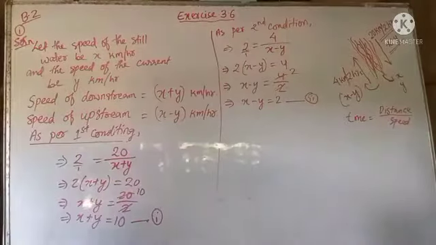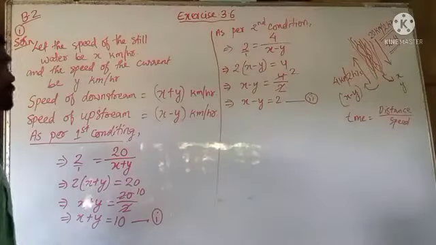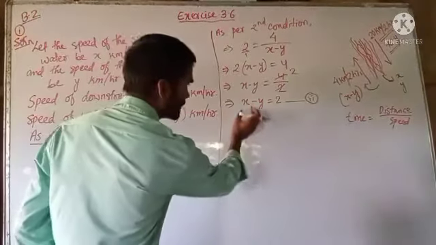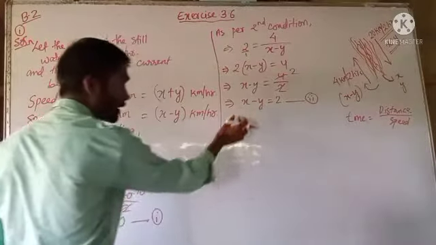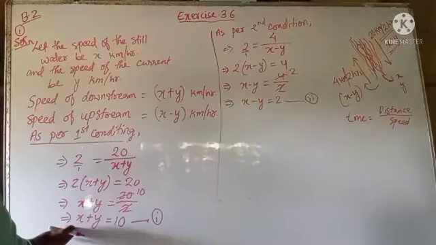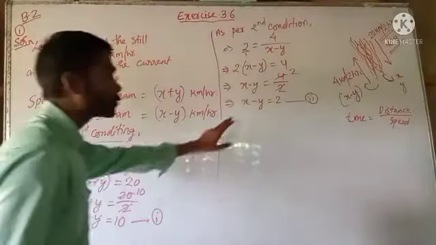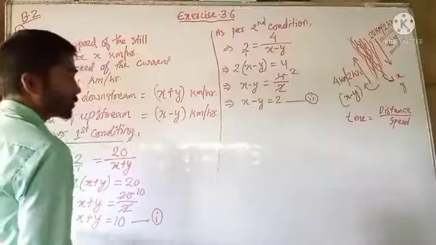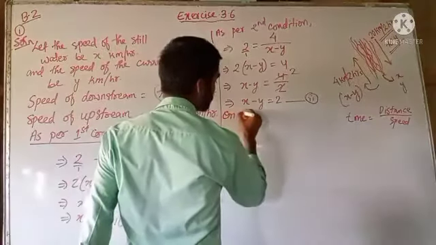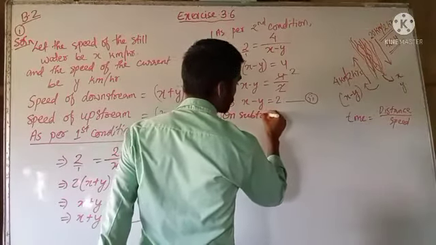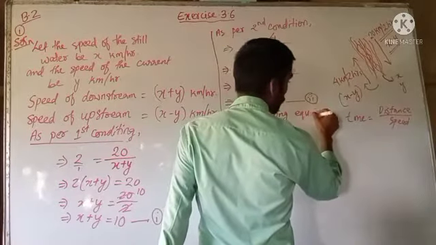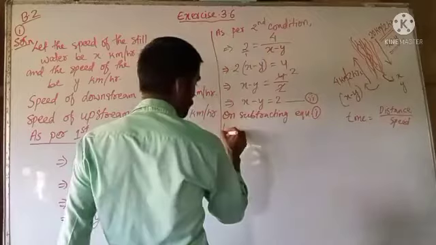Now here we got equation 1 and equation 2. So we'll find the value of x and y. Here we can see that the coefficient of x here is 1, and here also the coefficient of x is 1. So when we multiply with 1, we are going to get the same result. So we'll directly subtract them. So we'll write here, on subtracting equation 1 from 2.